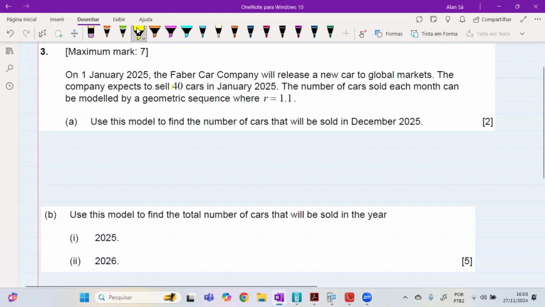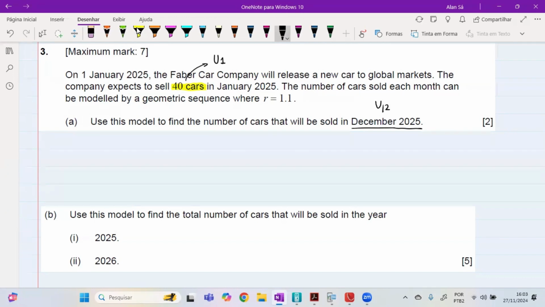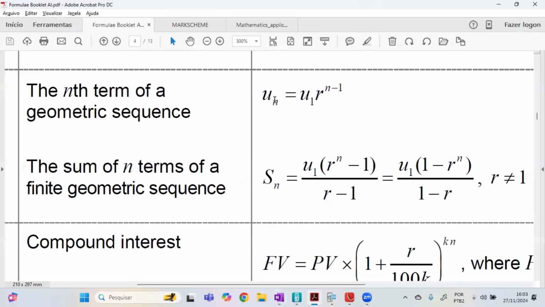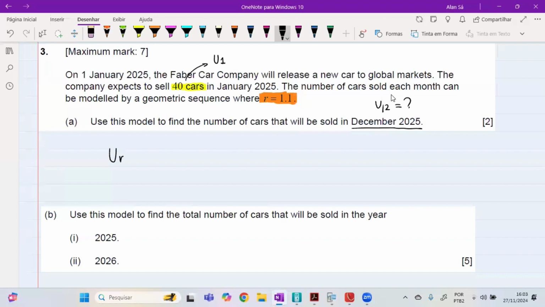The number 40 is the first term of the sequence because it's the number of cars sold in January. December is the 12th month of the year. We want to know what is U12, knowing that the common ratio is 1.1. We use the formula from the formula booklet: Un, the nth term of a geometric sequence, is equal to U1 r to the n minus 1, where n is equal to 12.